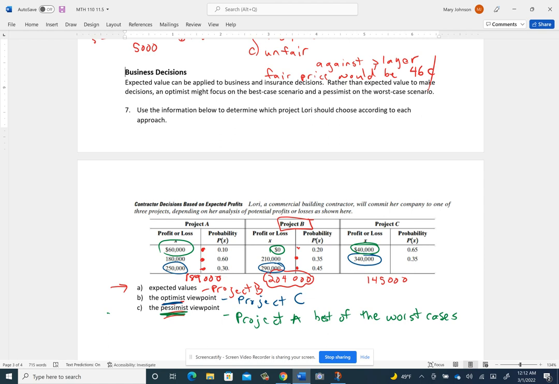All right. So that's it. That's the expected value ideas. Get going on that homework and be ready to take that quiz on that.